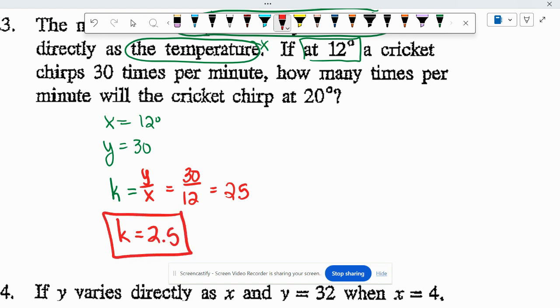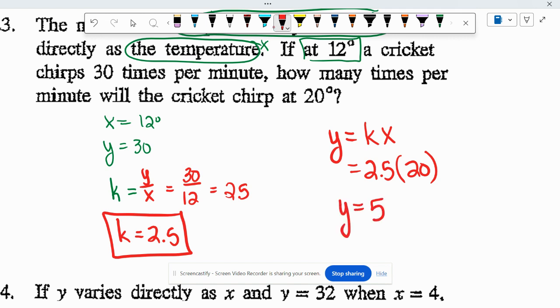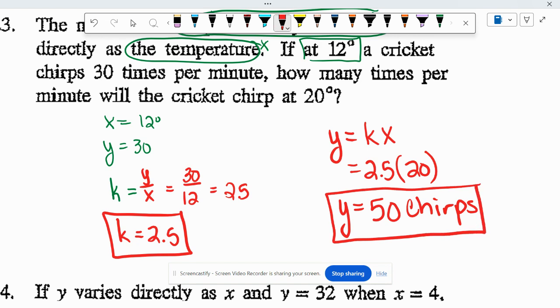All right. So it says how many times per minute, how many chirps, y, will the cricket chirp when the temperature x is 20? Well, y equals K times x. So y equals 2.5 times 20. How many times is that cricket going to chirp? 50 chirps. Okay.